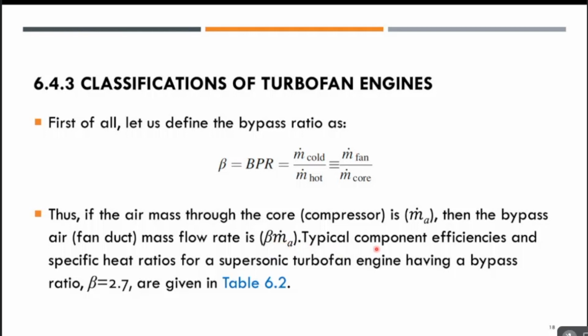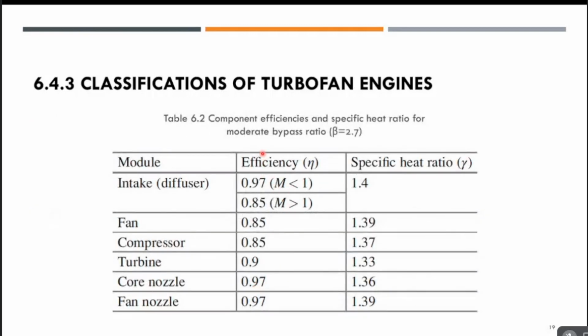The typical component efficiencies and specific heat ratios for a supersonic turbofan engine having a bypass ratio beta equal to 2.7 are given in the following table, table 6.2. In this table, we have the component efficiencies for the engine as well as the specific heat ratio for a moderate bypass ratio, beta equal to 2.7. We have modules such as the intake, diffuser. The efficiency is around 0.97 for Mach number less than 1. For Mach number more than 1, the efficiency of the intake is 0.885. Here we use the specific heat ratio gamma of 1.4, ideal gas, before it goes into the other components.